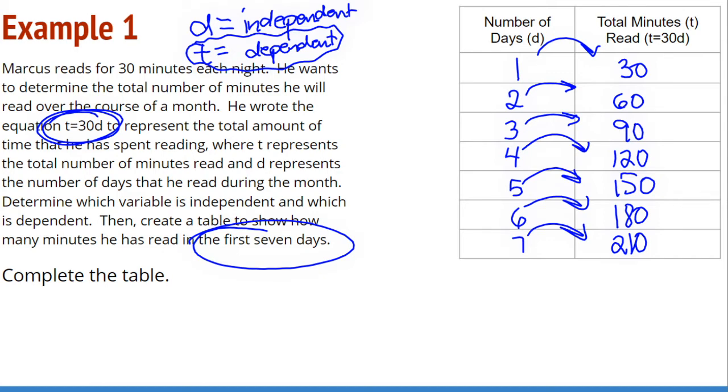It's important that we start to use this relationship right here, this equation, to help us solve problems. The great thing about what we're doing here is I can pick any number of days. What if he read 50 days? Well, 50 times 30 is 1,500 minutes. So be sure to use this powerful relationship between the columns instead of just always going straight down the rows.